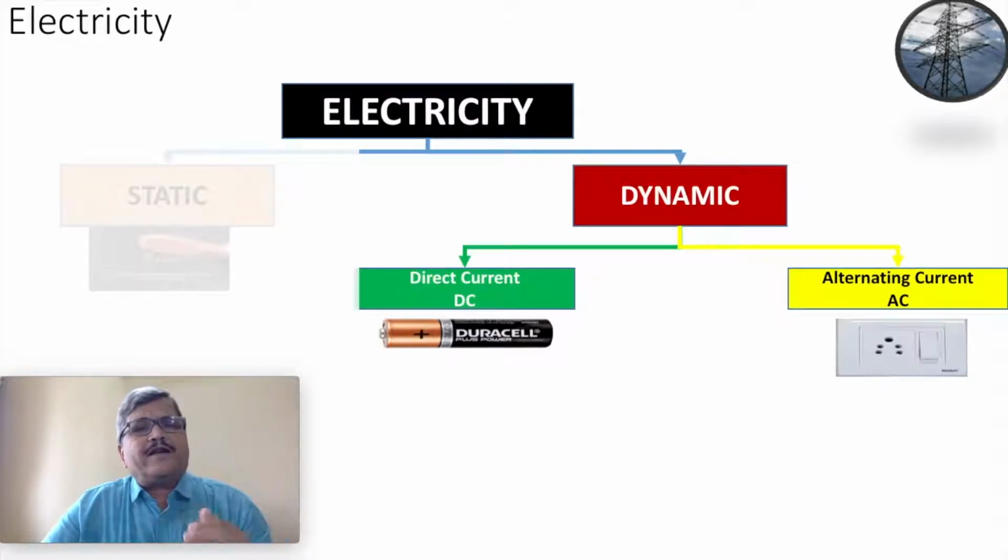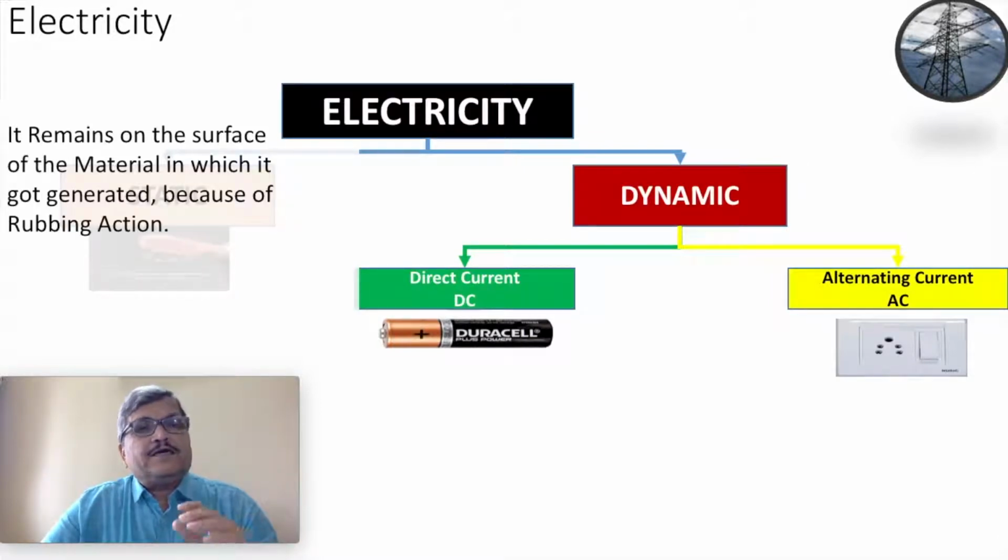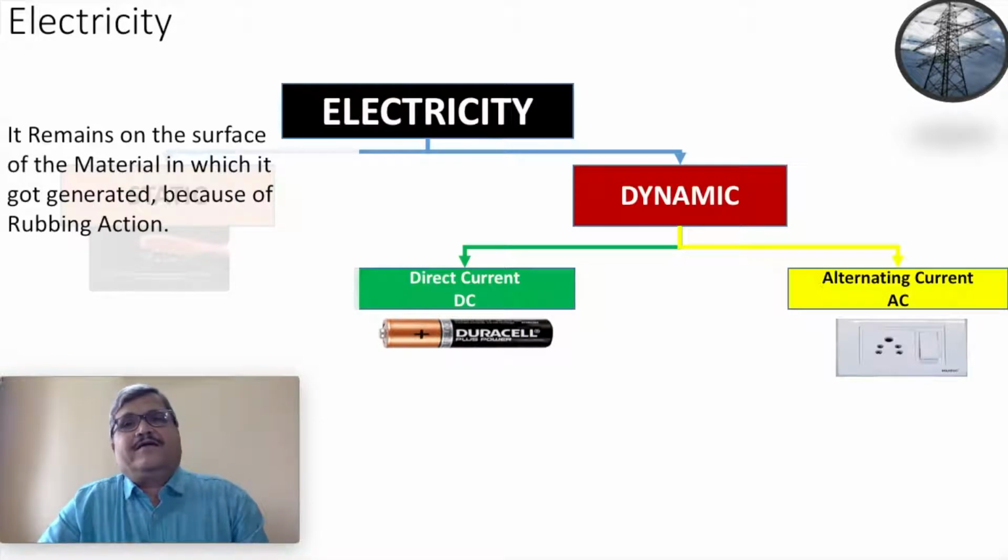To make the learning more sound, if you talk about static electricity, then it remains on the surface of the material in which it got generated. For example, when we walk on the carpet, the rubbing action between your shoe sole and the carpet makes one material positive, the other material negative. So your shoe sole becomes positive by shedding few of the electrons, and since the excess electrons have gone and deposited on the carpet, it becomes negative.